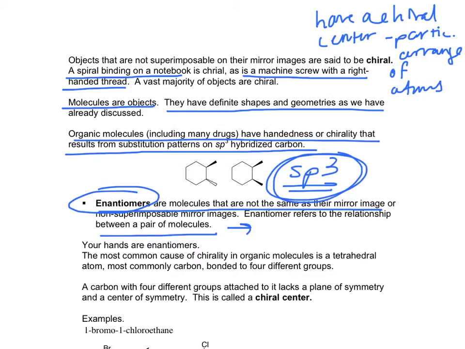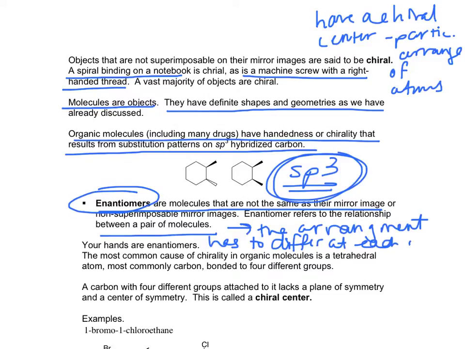Now, with an enantiomer, the arrangement has to differ at each chiral center. So, if you have one chiral center, then the configuration is different around that chiral center, and you have a pair of enantiomers. If you have two chiral centers, the arrangement around the two chiral centers will be different, and you will have a pair of enantiomers.